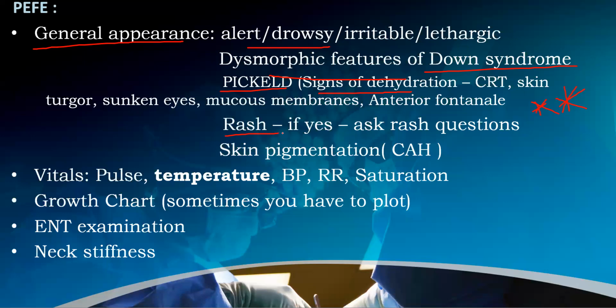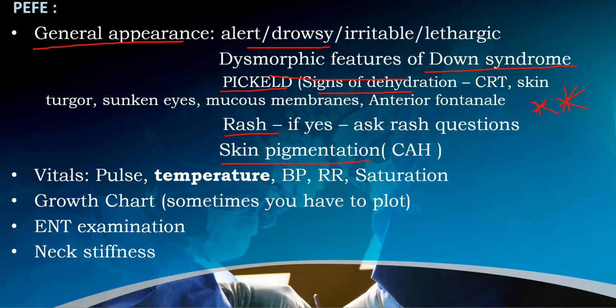Sometimes you also ask for any rash, mainly for meningitis. And is there any skin pigmentation? That's for congenital adrenal hyperplasia. So in general appearance, we are looking for a lot of things.